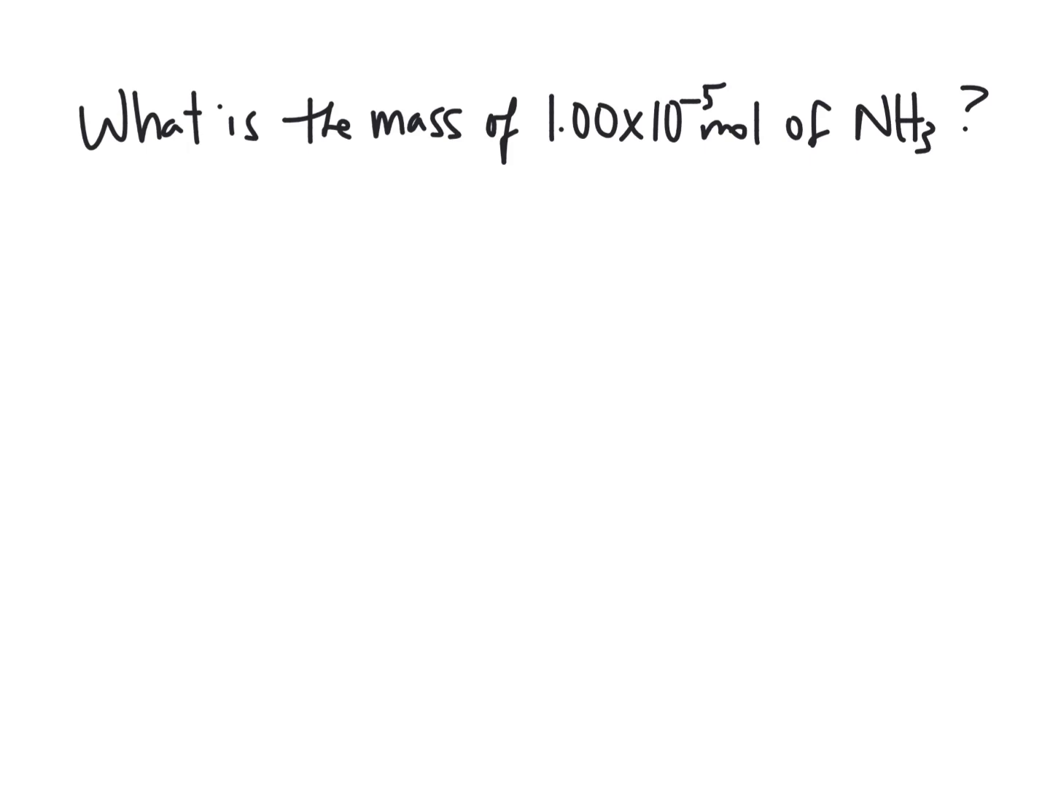Next question: what is the mass of 1.00 times 10 to the minus 5 moles of NH3, which is ammonia? Okay, so this time we are given the number of moles. That should be fairly apparent because you can see the unit is moles, and we're being asked for the mass. So we're going to have to use this form of the equation: mass is equal to moles times relative molecular mass.